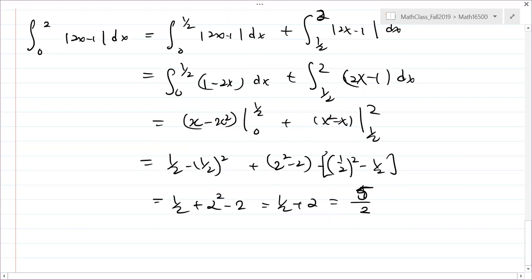So for some functions, if you get a very nice graph and you can calculate the area in different ways, then you don't need to go through all those antiderivatives to evaluate the integral.